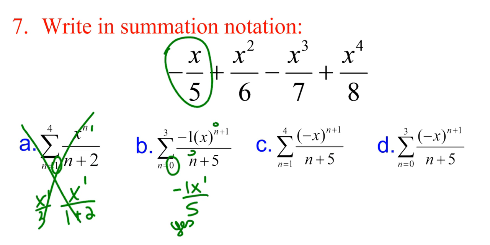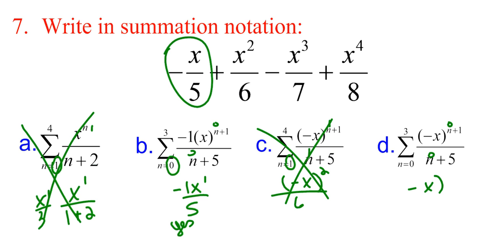Okay, I'm going to keep going. And it's 1. I'm going to put a 1 in here. So I have negative x to the second over 6. If this one's not checking, it's got to be over 5. D, I'm going to plug in a 0. I have negative x to the first over 5. That does check, right? Yeah, negative x to the first is negative x. So this one's also a yes. So far, B and D are working.